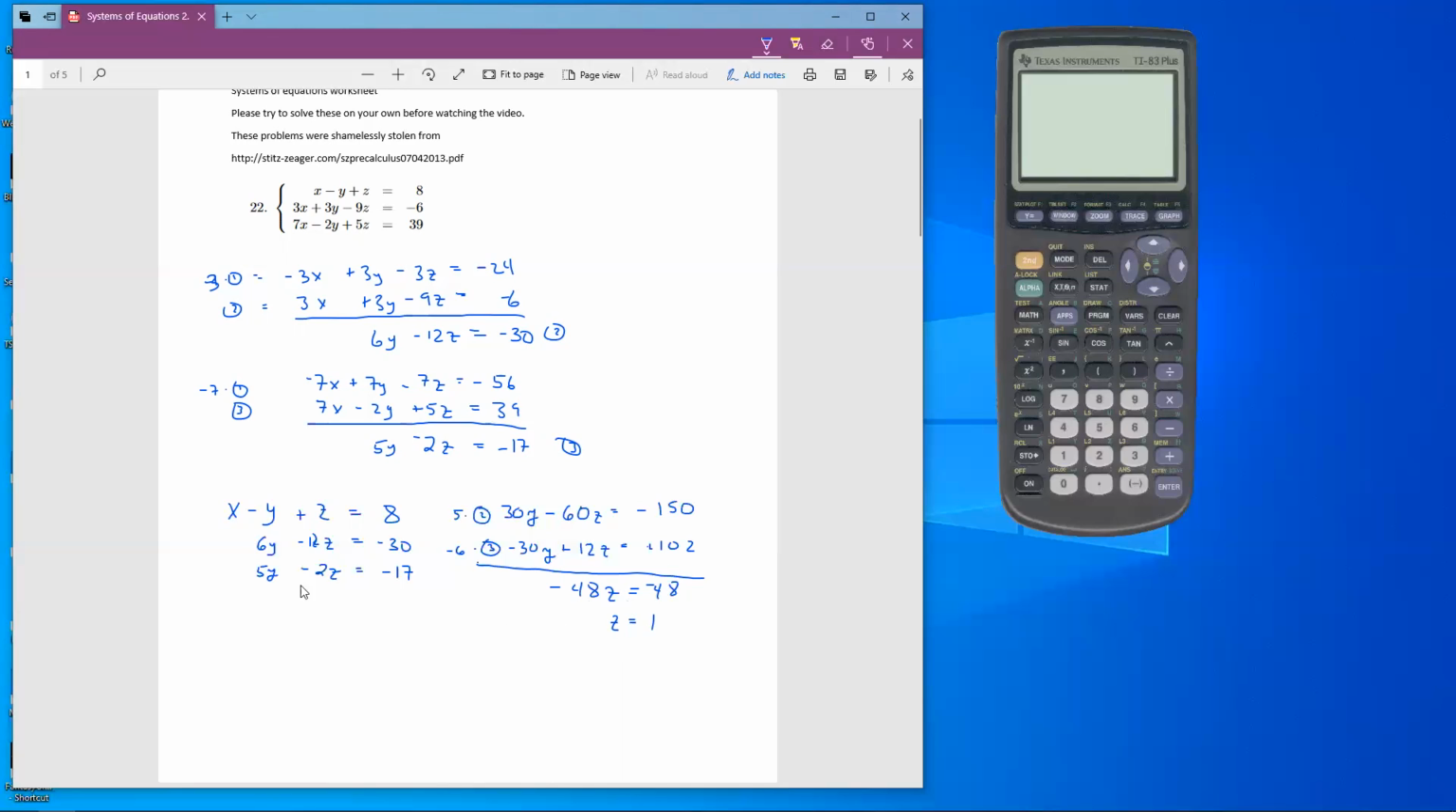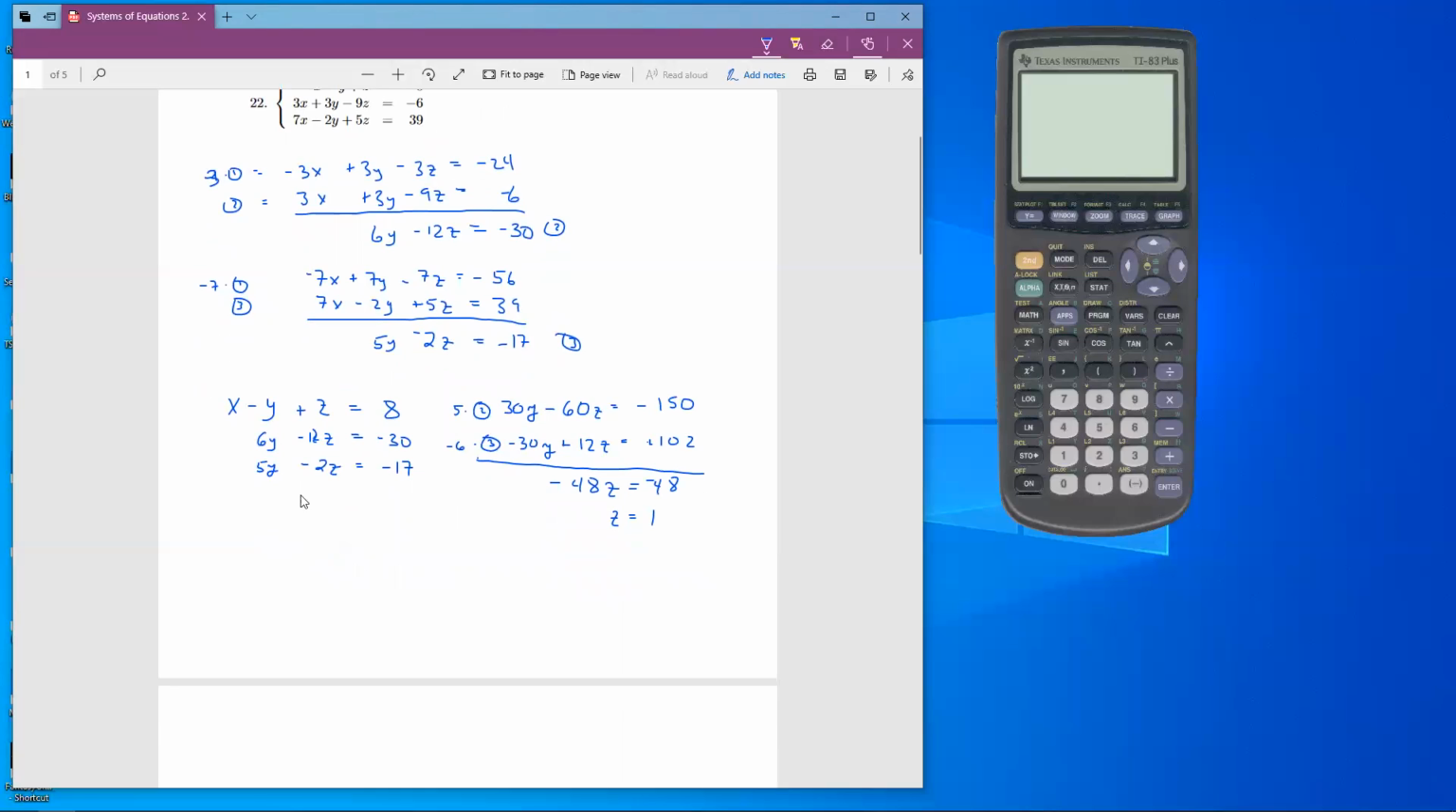So again, I'll summarize, but I wouldn't normally summarize all of this at this point. We'll have x minus y plus z equals 8. Our new equation 2, what was that? That was 6y minus 12z equals negative 30. And then we finally have z equals 1. And that's our triangular shape there. That's what we're looking for, is that triangular shape.